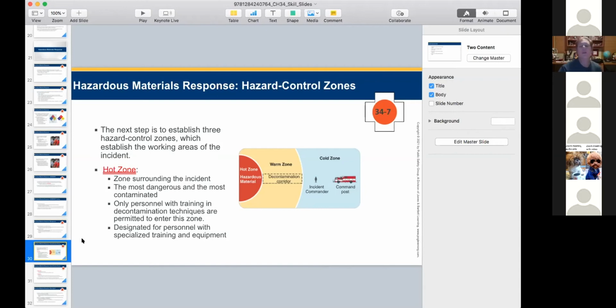That's what we can set up initially. After that, the responding agency is going to set up everything else. The warm zone, which is going to have a decon corridor, and then a cold zone. Cold zone is more or less for people that might need to help, but are not involved with the incident.